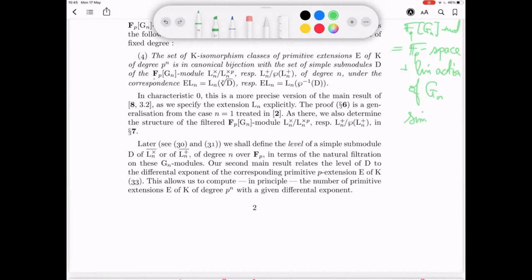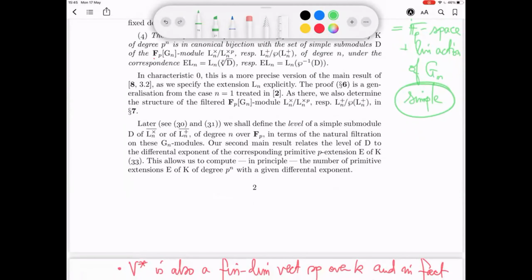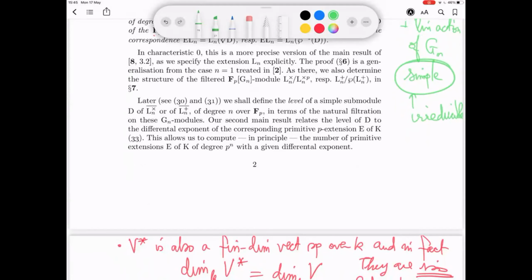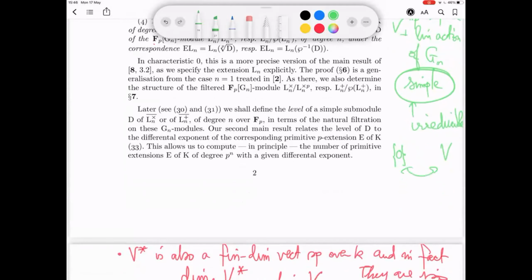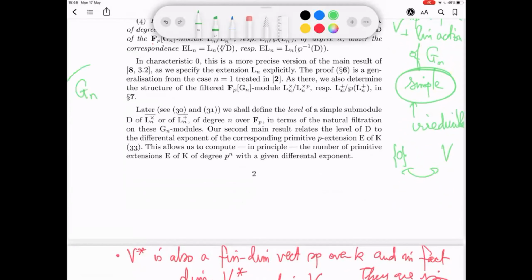And what is meant by simple? Simple is irreducible. As a representation, it's an irreducible module. That means that there are no subspaces apart from the trivial subspace and the whole space. So for the space V, these are the only two subspaces which are stable under the action of Gn. It's not GLn; the group is called G sub n.